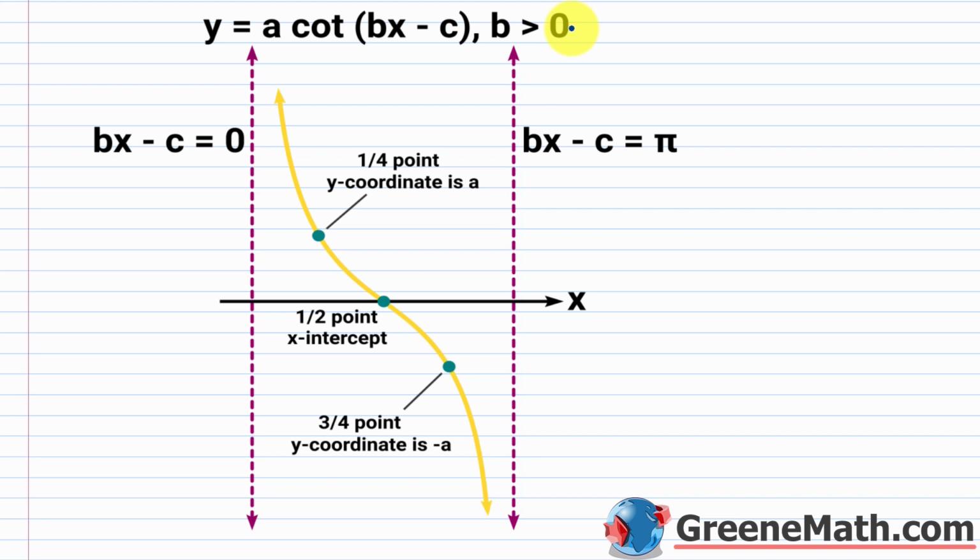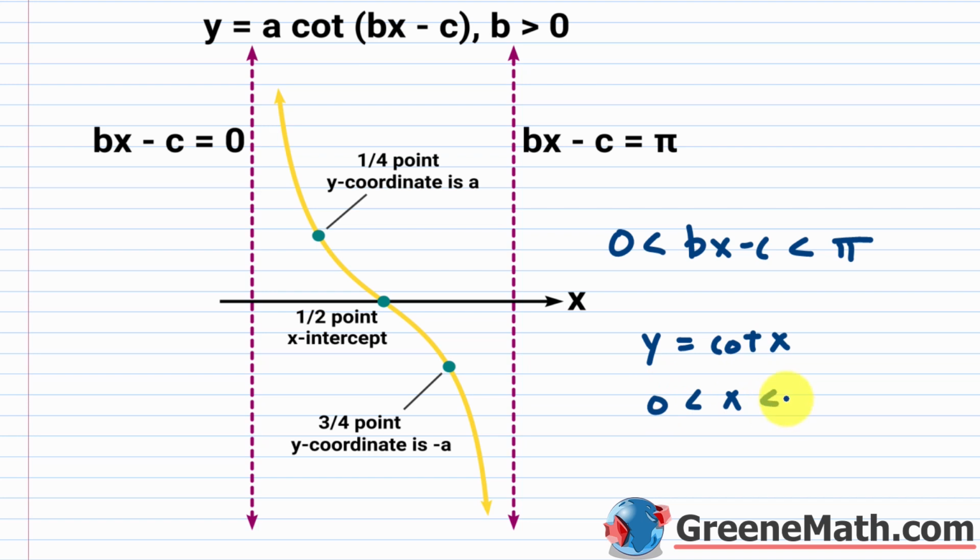So what we would do is take this bx minus c, and find an interval over which you're going to graph it by saying it's greater than 0 and less than pi. And that's coming from the fact that if you have y equals the cotangent of x, we said that x is greater than 0 and less than pi. So again, all you're doing is taking this argument right here, which is the bx minus c, and putting it in that place right there, and you're going to solve for x. That's all you have to do.